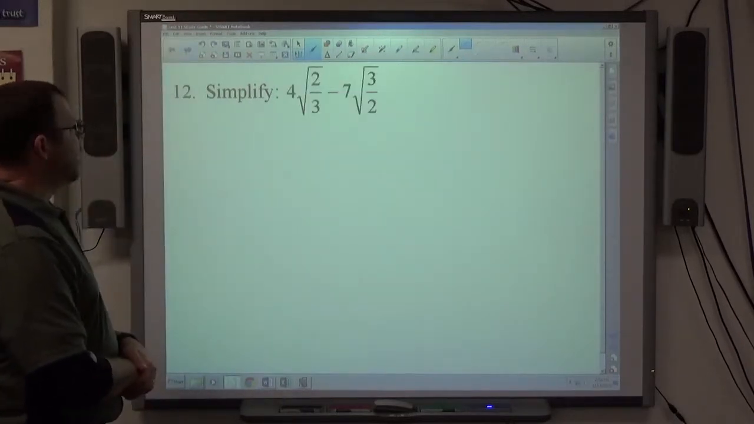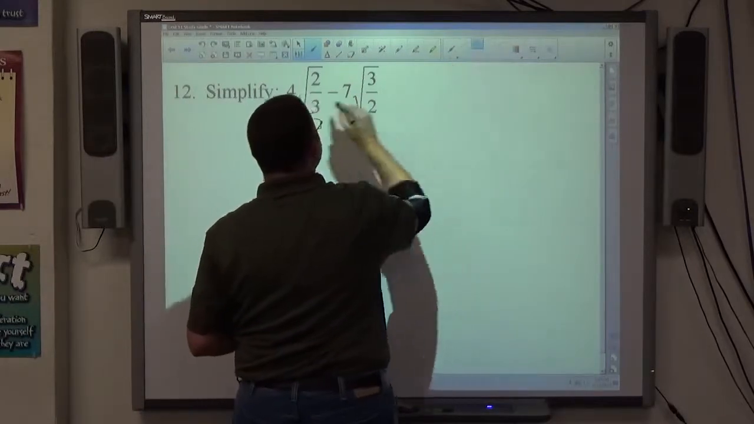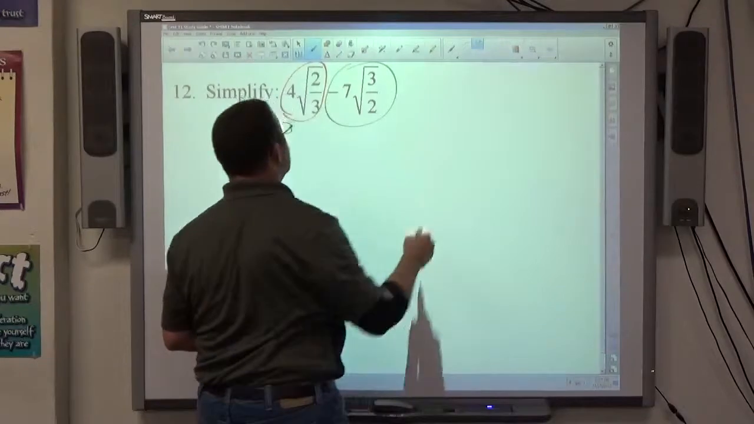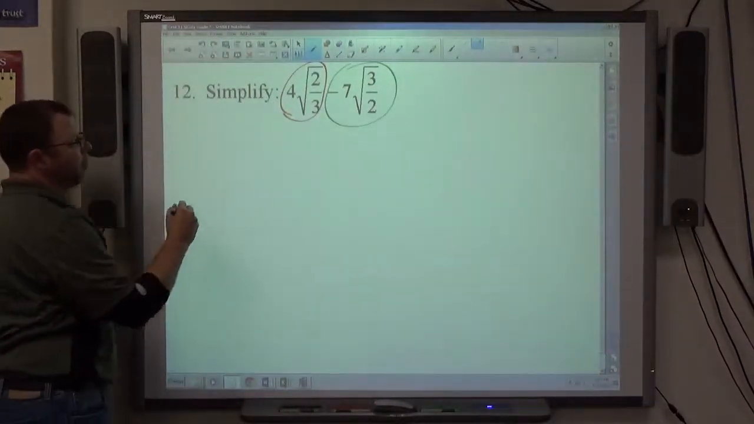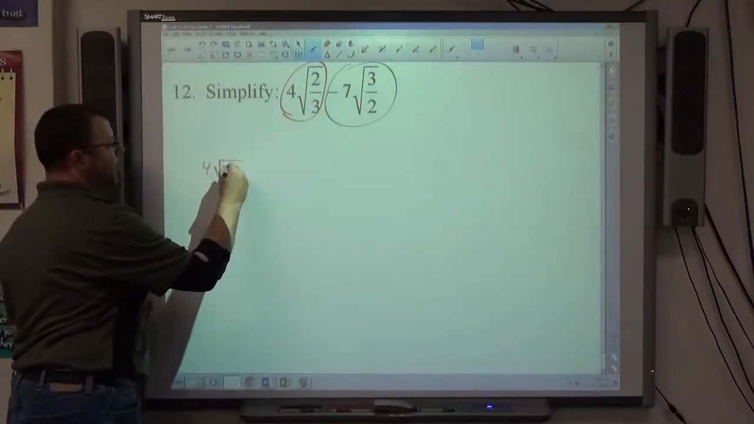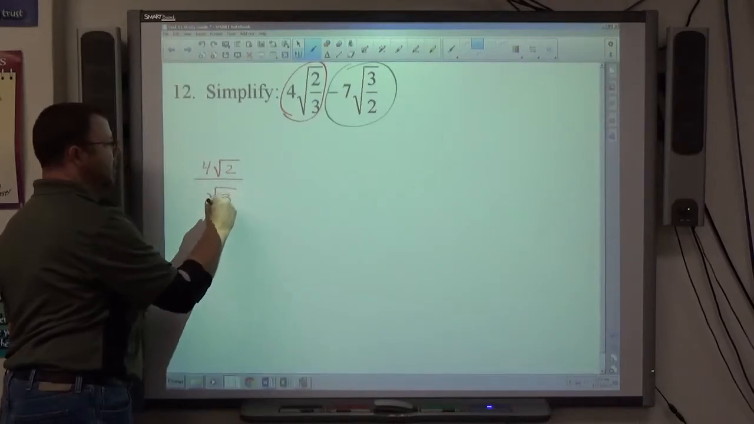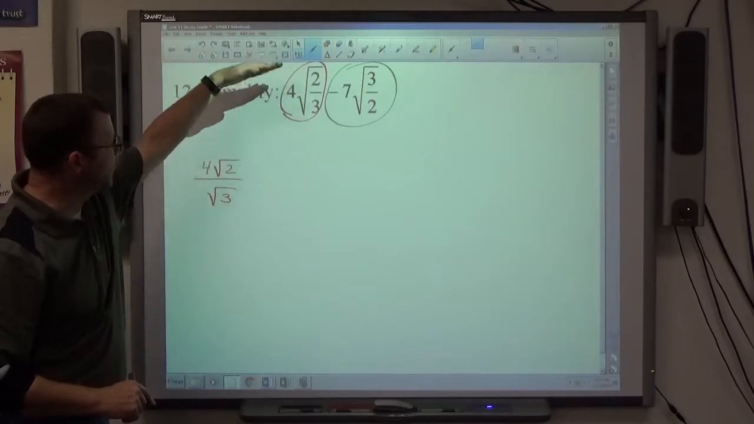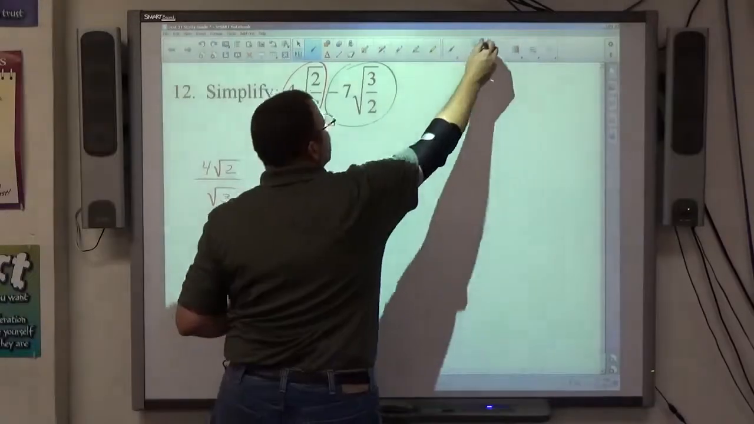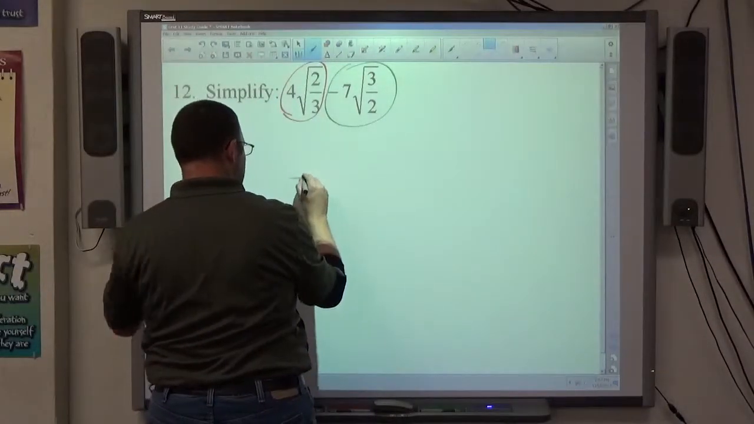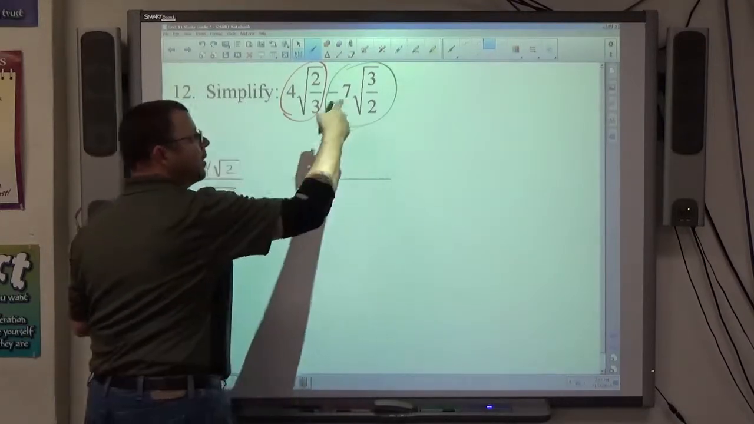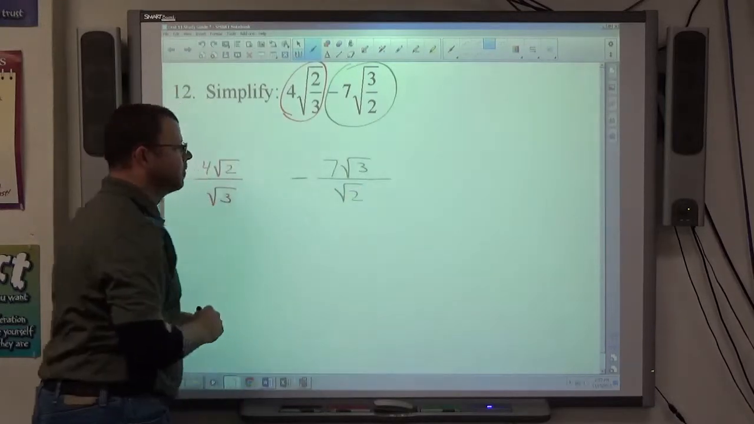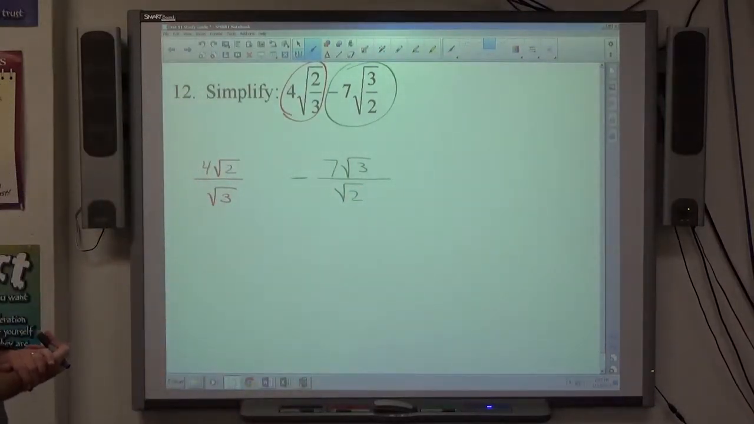Number 12, simplify 4 square root of 2/3 minus 7 square root of 3/2. So job 1 is to break this apart a little bit more. So 4 square root of 2/3 becomes that. Square root of 2 on top, square root of 3 on the bottom, 4 goes on the top with the square root of 2. Then I've got minus, I'm going to leave myself a little space here to fix this. Same deal here, 7 goes on top, the square root of 3 goes on top, the square root of 2 goes on the bottom. So that's priority 1, get the fractions separated.